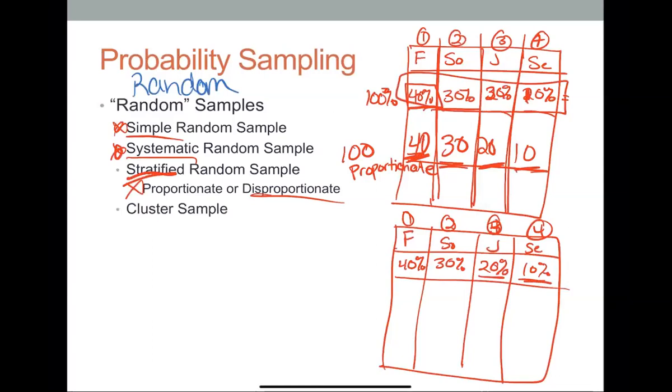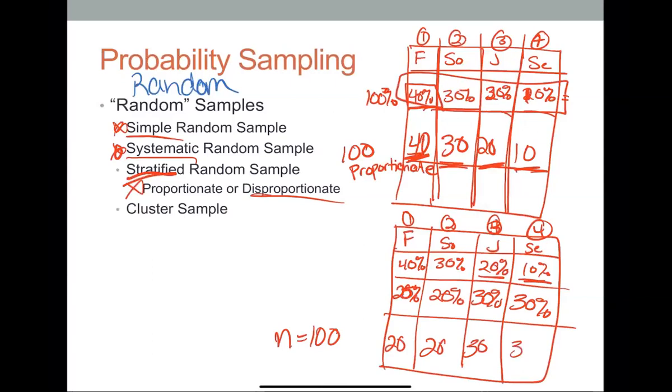So what I may do is make this disproportionate. Let's say I want 20% freshmen, 20% sophomores, 30% juniors, and 30% seniors. So I'm still going to have a sample size of 100 people, but I'm only going to choose 20 freshmen, 20 sophomores, 30 juniors, and 30 seniors.